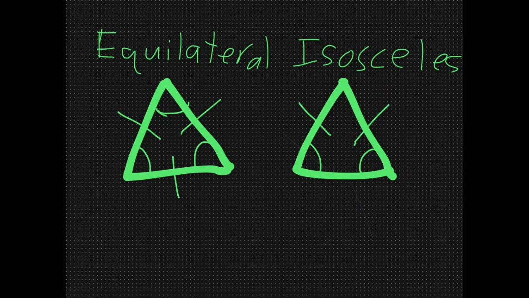First, let's go into equilateral triangles. Since equilateral triangles have 3 angles that are all equal, those angles are always 60 degrees. This is because the angles of a triangle must always add up to 180. Also, if you cut an equilateral triangle in half, you'll get two 30-60-90 triangles.